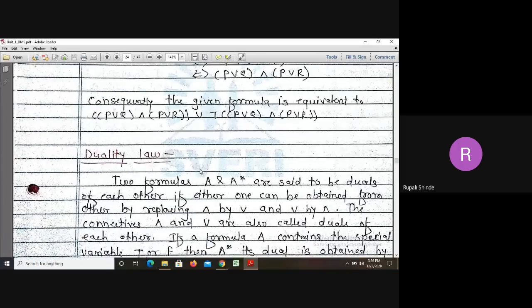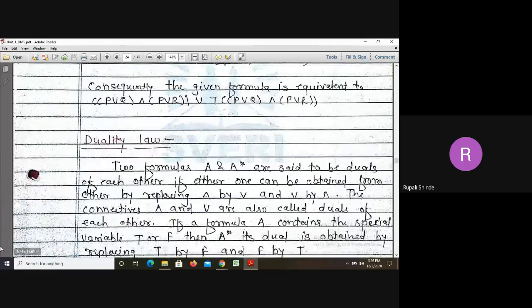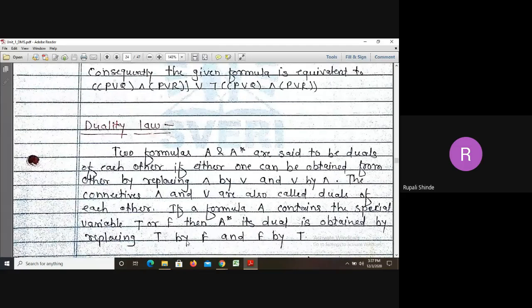Now next point is the duality law. So what is this duality? So we have seen that two formulas A and A star are called duals of each other if either can be obtained from another one by replacing and by or, and or by and. And if that formula is containing some special symbols like T or F, then its dual must be obtained by replacing T by F and F by T.